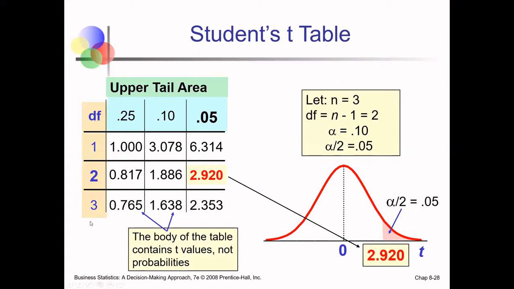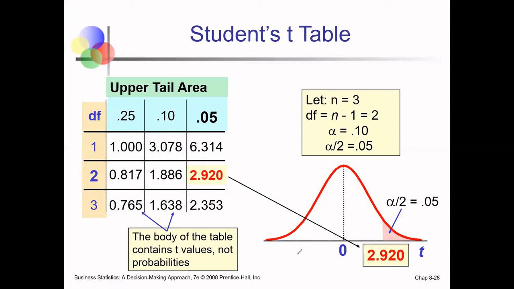We have degrees of freedom on the left side, row wise. Column wise you can see 1 minus alpha, or alpha by 2, or alpha, the significance level, or we can say the confidence interval. So there are different kinds of tables. You see which kind of table it is, then you get the value related to the scenario. Finding the value from the table is very, very easy.